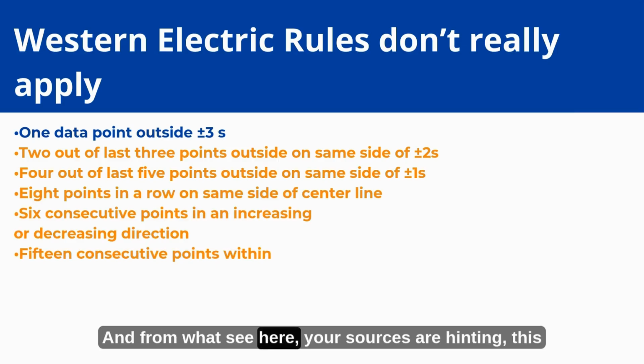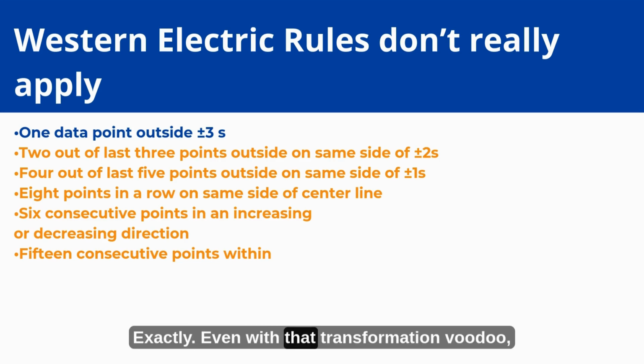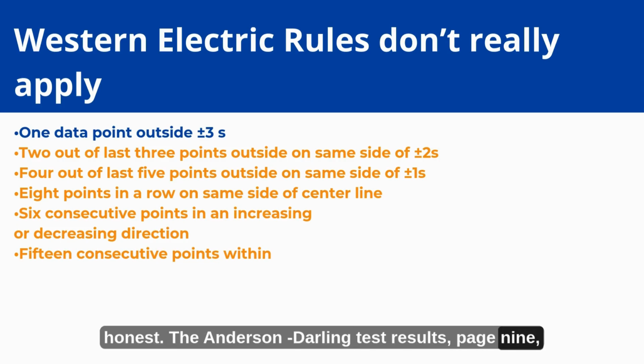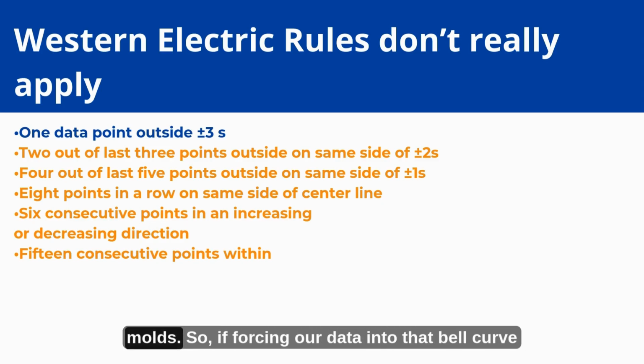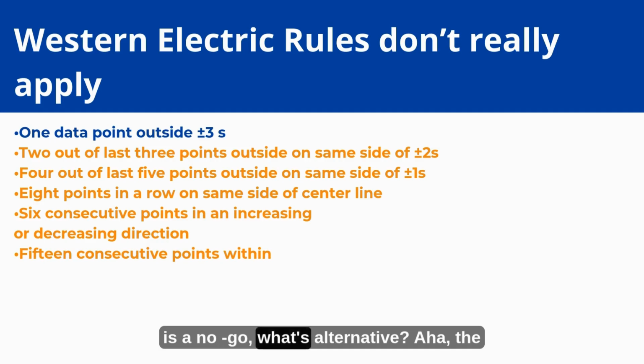And from what I see here, your sources are hinting this might not always be the magic bullet for cleaning data. Exactly. Even with that transformation voodoo, the data from a really effective cleaning process often still refuses to play by the normal distribution rules, or even fit into other common distributions, to be honest. The Anderson-Darling test results, page 9, made that pretty clear. I mean, so many zero or near zero readings, it's tough to cram it into those standard molds.